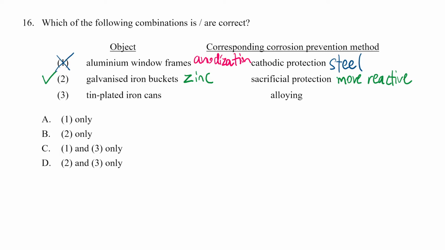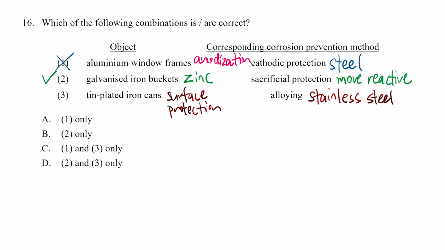Now let's look at the third one. Tin-plated iron cans for alloying. Now alloying, as we know, is mainly for stainless steel, where you add chromium and nickel to iron. Whereas in a tin-plated iron can, the surface of the iron is coated with tin, so I should say it's surface protection. What the tin does is similar to what zinc does, in that it would protect the iron from rusting.